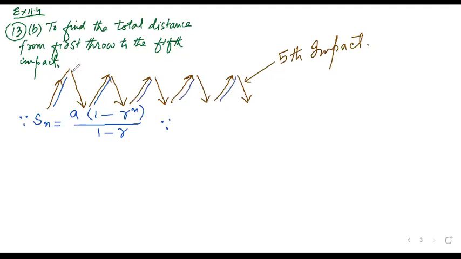That is similar to the impact one. The impacts are 5 and these are 5. So basically there are two GPs, for going up and coming down. So we will multiply the whole calculation by 2. Okay, so what is the value of a? The value of a is 10. 1 minus r is 4 upon 5.